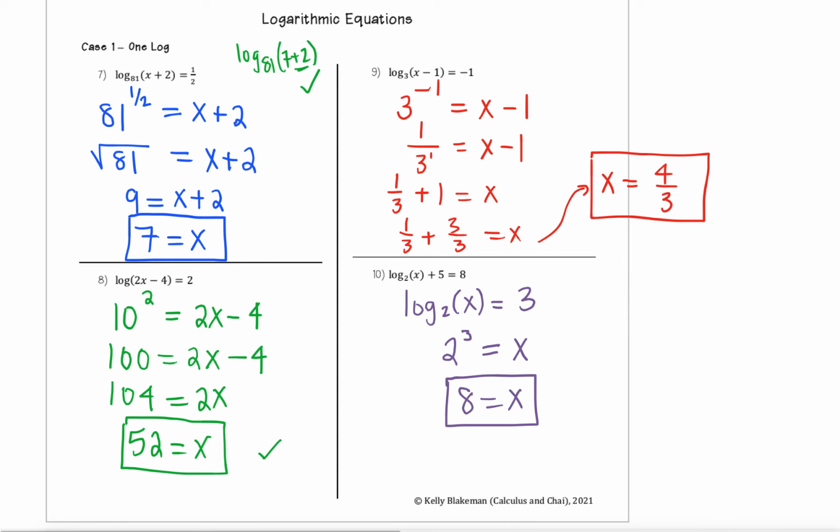But when we have two logs, because we had to use the product property for logs and multiply their inputs together, that produced that x squared, which is potentially going to give us an extraneous solution. Now, not all of them will produce an extraneous solution, but there is a very high probability that we will get one.